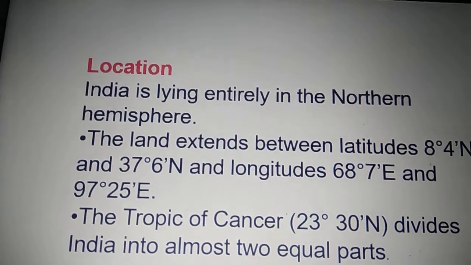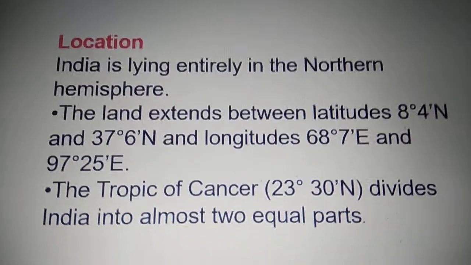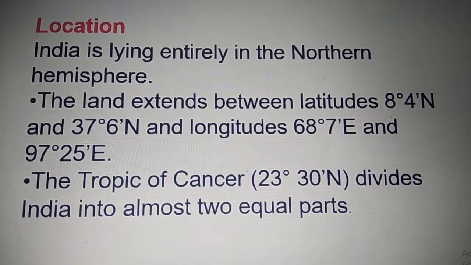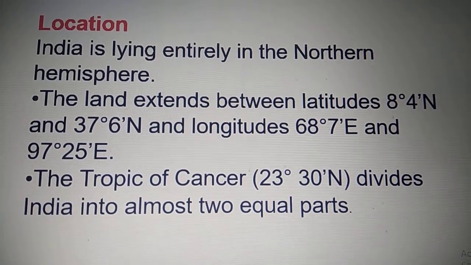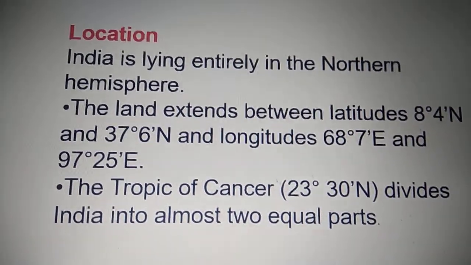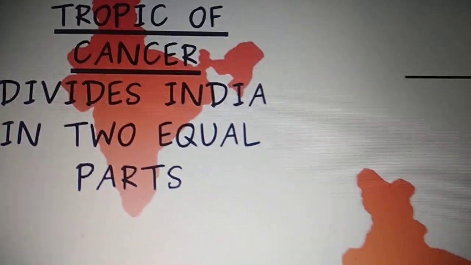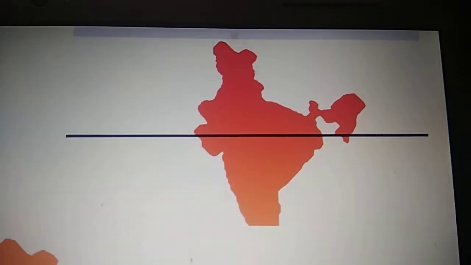There is another important latitude which passes through our country, the Tropic of Cancer. All of you know the Tropic of Cancer is 23.5 degrees north. It divides India into almost two equal parts. Now let us see. The Tropic of Cancer divides India into two equal parts. You can see equal halves.